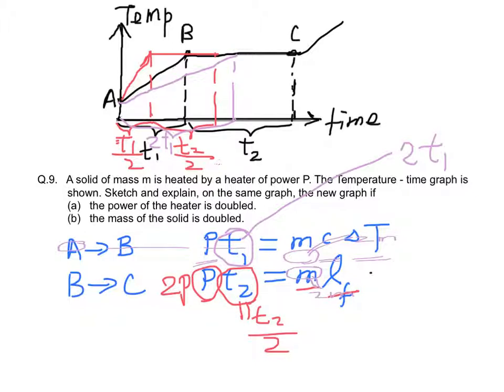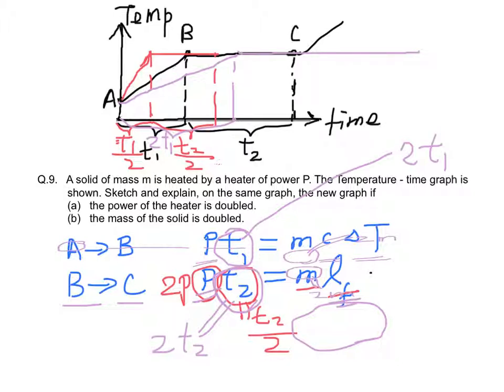Similarly, along BC, since P and L_F are constant, if the mass is doubled to 2m, the time required to melt all the solid will also be doubled, which becomes 2T2. Therefore, the graph along BC will become this one, where the time interval becomes 2T2, which is longer than before.